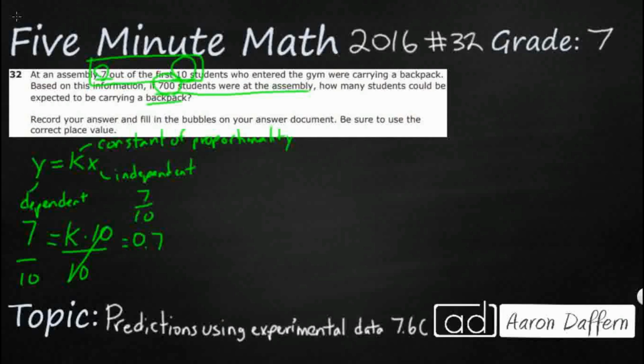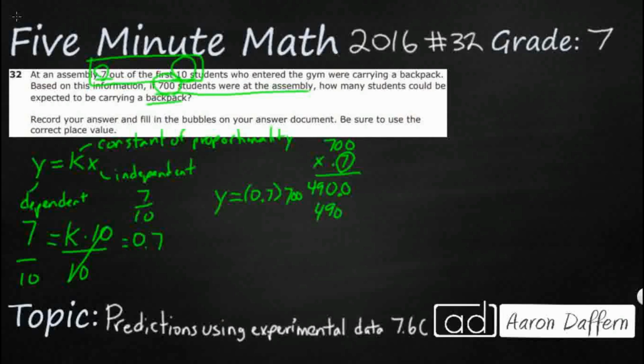Now we can do that with this new one. So we have y equals kx, but we know that our k is 0.7. In the new one, we know that the x is going to be our independent variable. How many kids are walking in? That's 700. So we could just multiply 700 times 0.7, which is 490. Remember, we have a digit behind the decimal, so it looks like it's 490.0, or we can just call it 490.